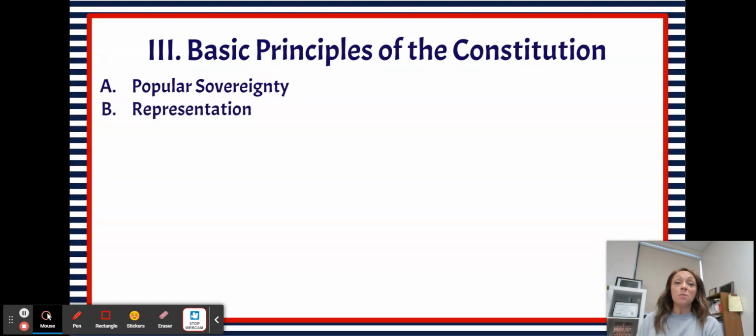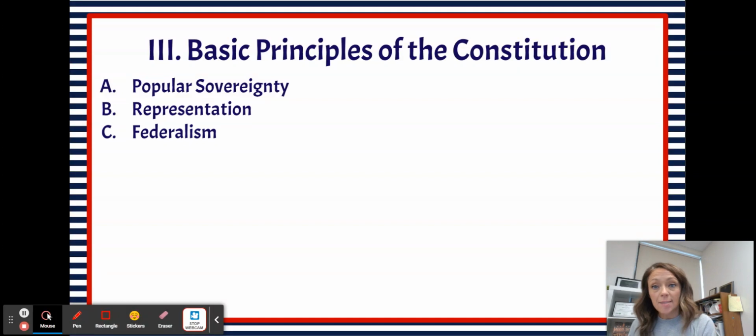Next we've got representation. Remember in your study of American history, you know that our colonists, our founding fathers, were really mad because they were not well represented, or represented at all really, in their government. So the concept of representation, that the people are represented somehow in government, is a really big deal in the United States. Next, we have federalism, and federalism is the division of power between the states and the federal government.